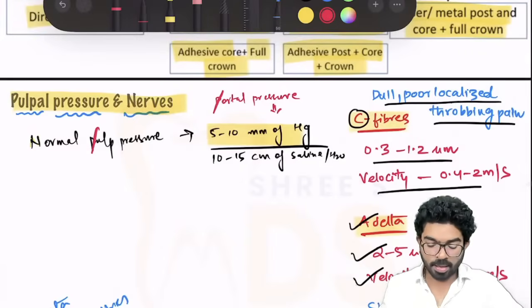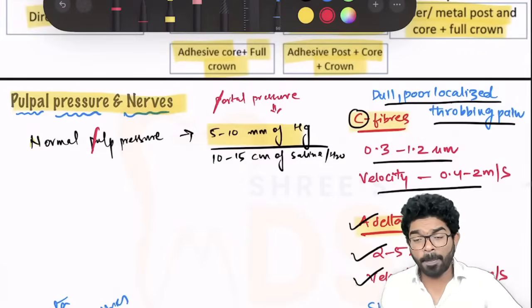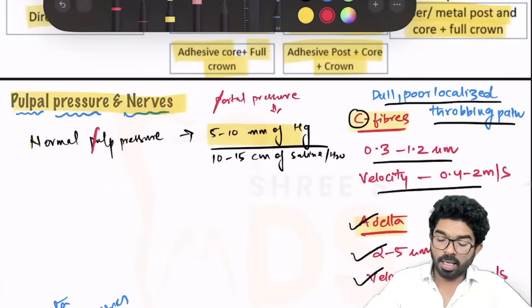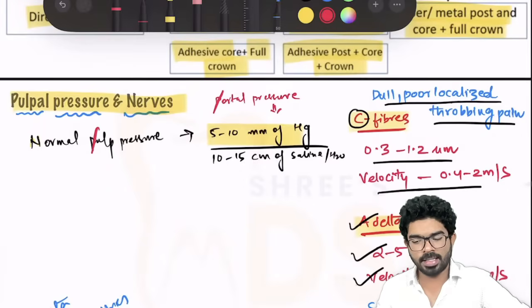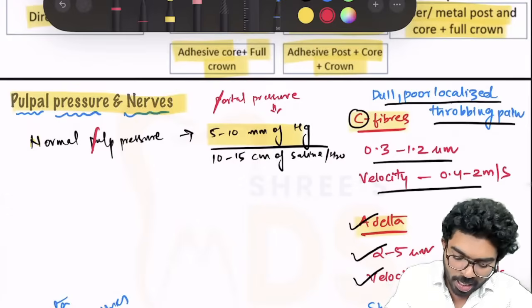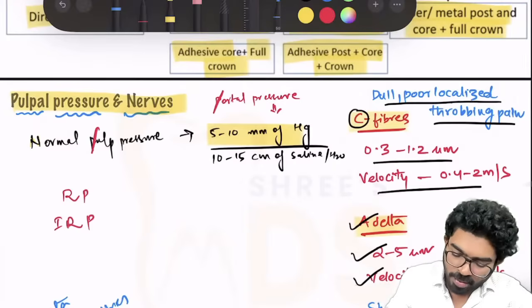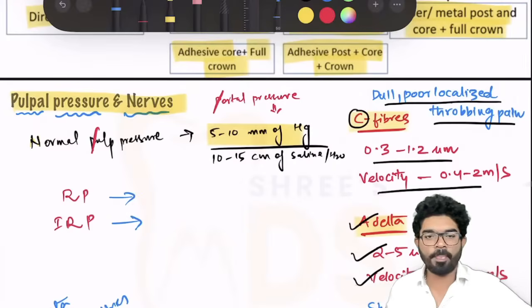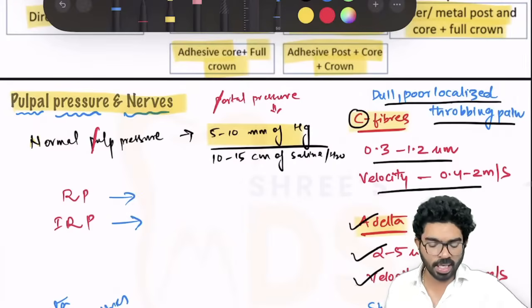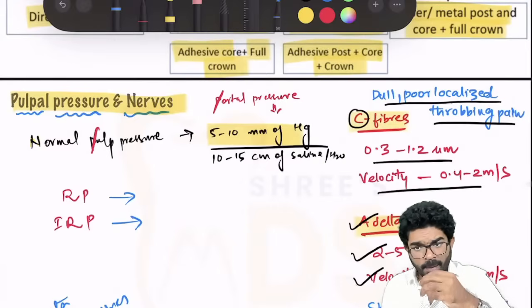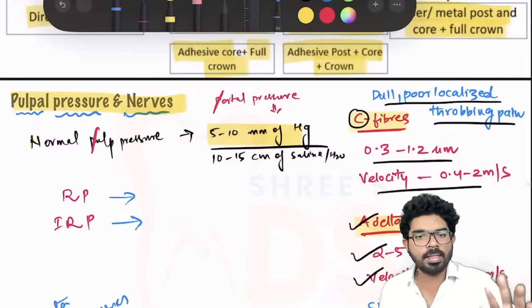Next one. What is the pulpal pressure value in the case of irreversible pulpitis? And what is the pulpal pressure value in the case of reversible pulpitis? We have a condition called reversible pulpitis and a condition called irreversible pulpitis. A very frequently asked question is, what are the values of the pressures in such conditions? First is reversible pulpitis. Reversible pulpitis will reverse back if the stimulus is removed.